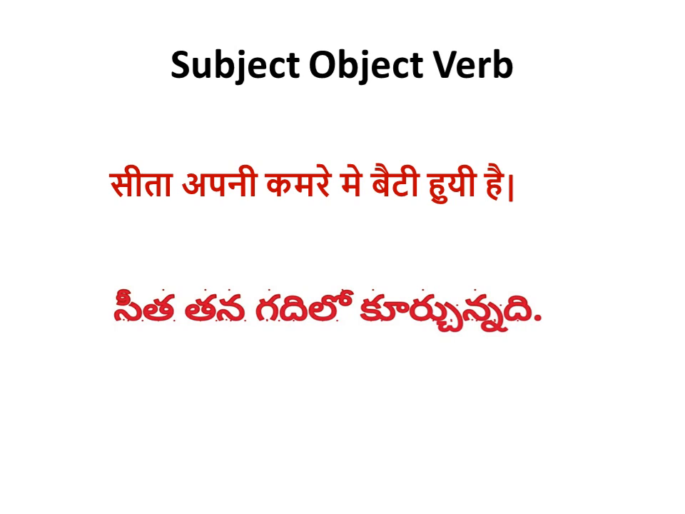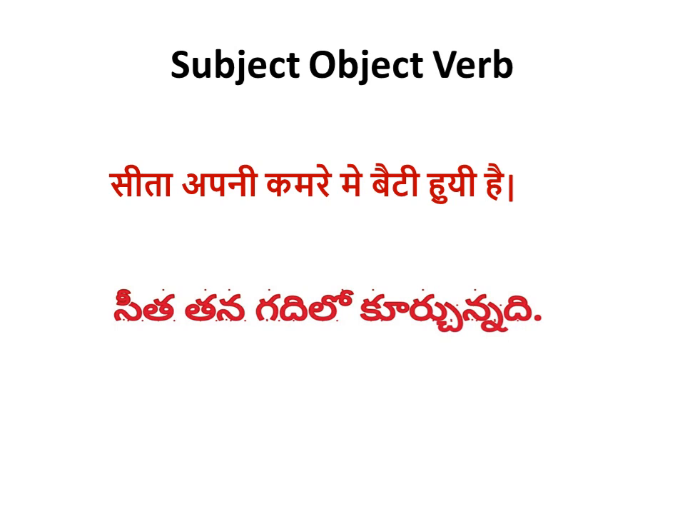And if we come to the other South Indian languages like Telugu and Kannada, we can see the sentence pattern is like this. Sita tana gadilo kurchunadi. It's the same sentence that we have written in Hindi. Sita, subject, gadi, object, kurchunadi is the verb. Here, the sentence pattern is subject, object, verb. That means most of the Indian languages have this basic sentence structure pattern in this manner. So, Sita apni kamre mein baithi hui hai, Hindi. Sita tana gadilo kurchunnadi, Telugu.